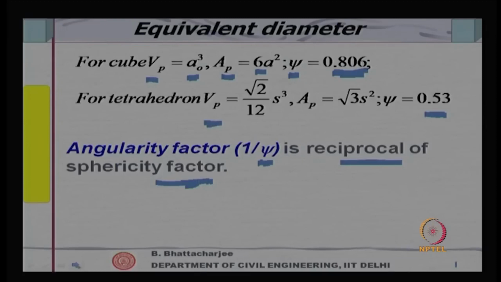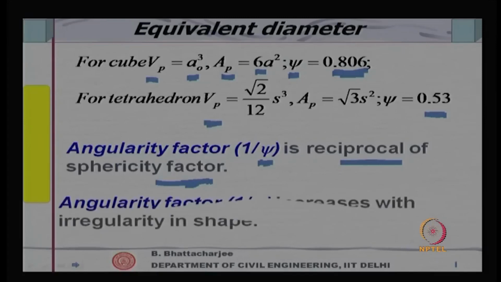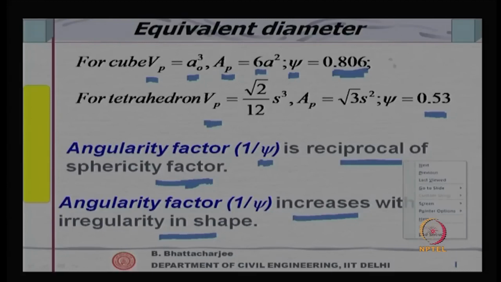It increases with irregularity in shape or angular shapes. This is highly angular, this is highly angular, this is still angular. So, as the angularity increases, xi reduces, therefore 1 by xi will increase. For a sphere, this value is 1; for an angular shape, the angularity factor is more than 1.